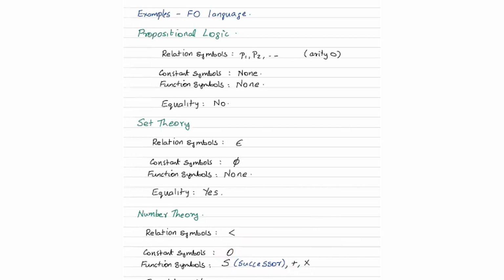Again, I'm not talking about the interpretation of these symbols. I'm just specifying what symbols you would require to express these theories, basically. So I hope that is clear. Any questions?